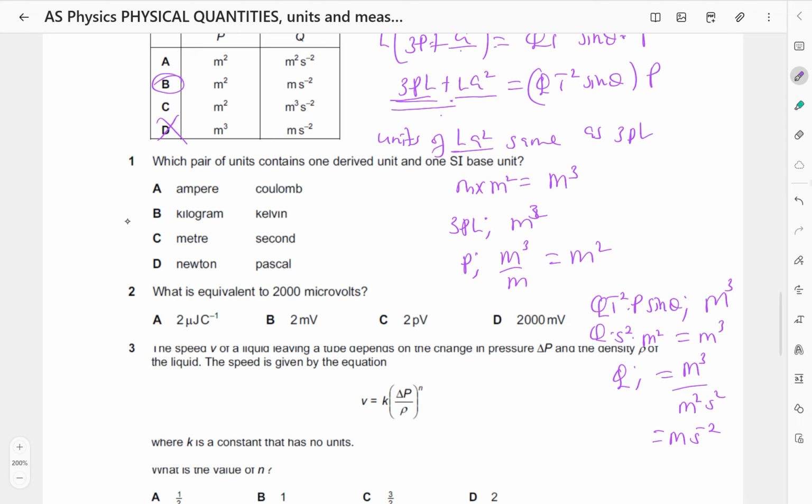You could have a shortcut. Me, I will use the longer way because I wanted people to view this very easily. Which pair of units contains one derived unit and one SI base unit?